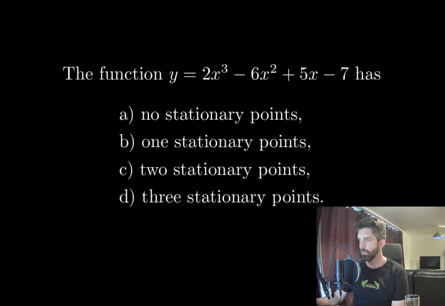The function y equals 2x cubed minus 6x squared plus 5x minus 7 has no stationary points, 1 stationary point, 2 or 3 stationary points. Okay, so my first thought here is stationary point is not something that I usually see as terminology used to describe properties of a function, but I'm pretty sure what they mean is a point where the tangent to the curve is horizontal.